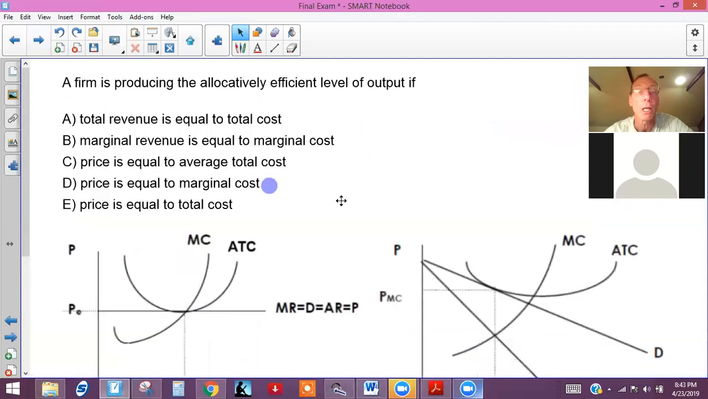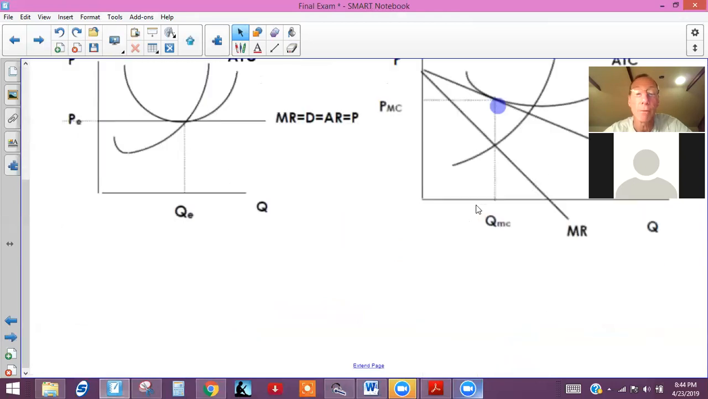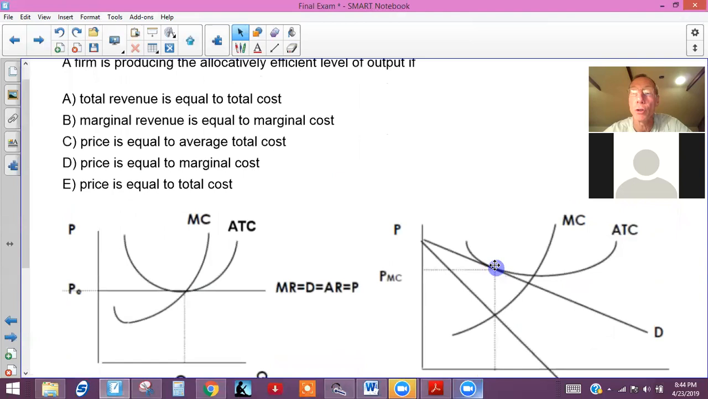Okay, so a firm is producing the allocatively efficient level of output if total revenue is equal to total cost. That would be where average total cost equals average revenue, which is right here, but it's also right here, okay? So in these two cases, that is true. However, it's not always true.